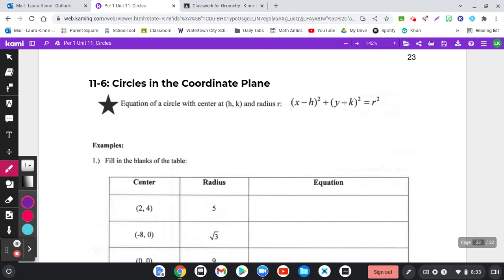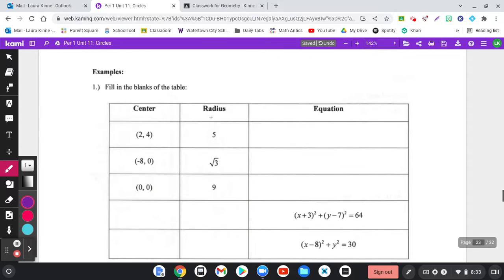So this is the standard equation of a circle that you're looking at with a center (h, k) and a radius of r. So basically you do x minus the x value in your point, plus y minus the y value in your point, squared, equals your radius squared. So let's just first take a look at some examples.